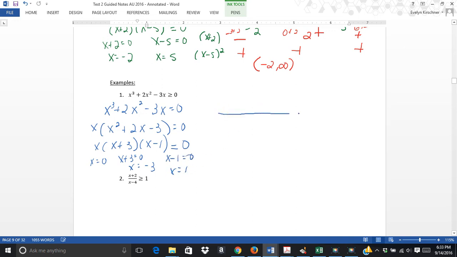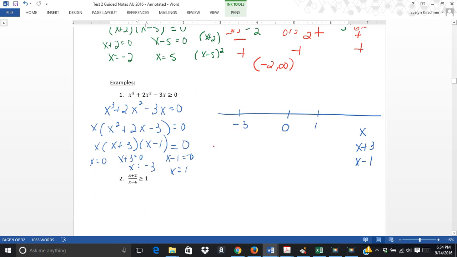So I'm going to draw my number line. I'm going to put my critical points at 0, negative 3, and positive 1. And now I'm going to write my three factors over here, there's a little bit more room. I have x, x plus 3, and x minus 1. I'm going to pick numbers in each of these areas. I have 1, 2, 3, 4 intervals, and I have to figure out whether it's positive or negative.